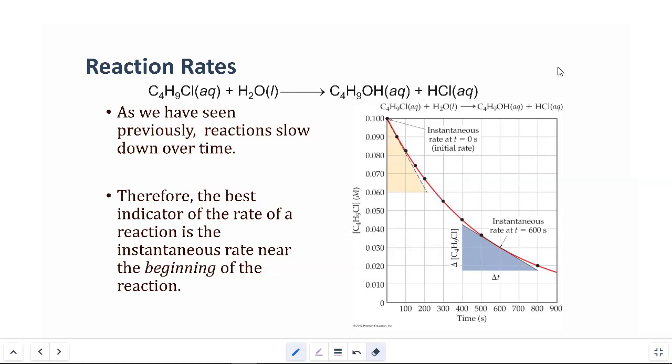Again, thinking about things from a pseudo-calculus standpoint, that's one of the places we're going to go as far as derivatives are concerned later on, looking at how those rates of change. So we're going to be focusing on that instantaneous rate near the beginning because that's where the reaction is fastest. That's where it's going to be the most predictable for us.